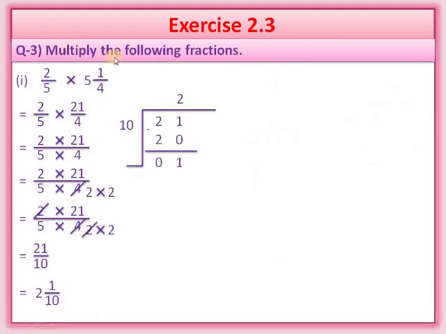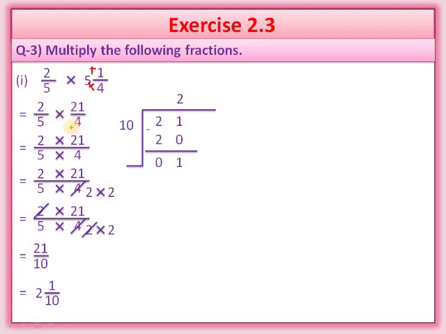Question number 3. Multiply the following fractions. Okay. So 2 upon 5 multiplied by 5 upon 5 integer 1 upon 4. So here this is a mixed fraction. You know very well, if a mixed fraction has been given in the question, what we have to do is convert the mixed fraction into a simple fraction. Yes or no? Okay. So 5 fours are 20, 20 plus 1, 21 upon 4. Okay, so 2 upon 5 multiplied by 21 upon 4.